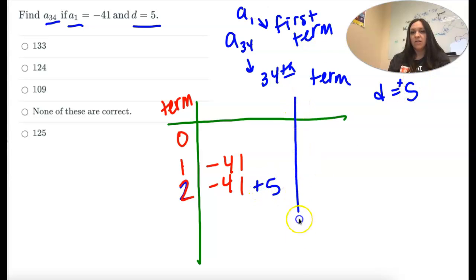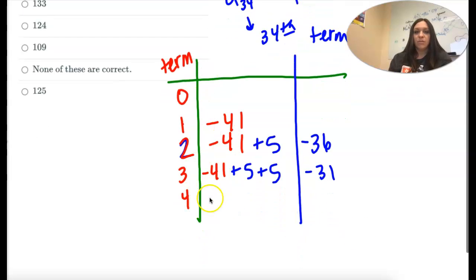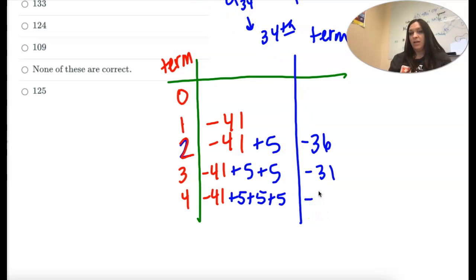That's the difference. So our new number is -36. Okay, for our third term, we're going to take -41, and we're going to plus 5 plus 5. We're going to do it again, plus 10. And our new number is -31. We would keep going. Our fourth term, -41 plus 5 plus 5 plus 5, and our new number is -26.